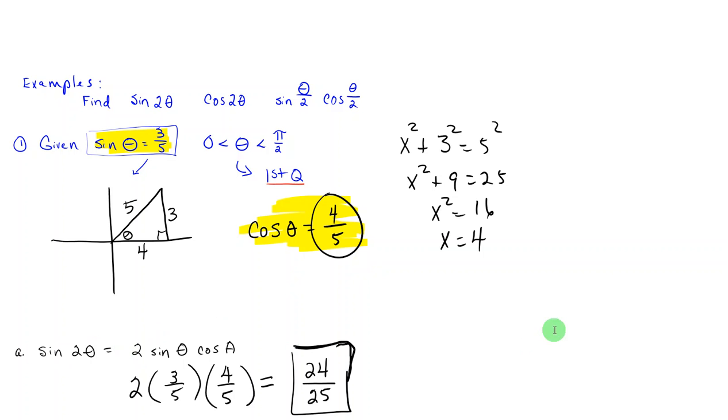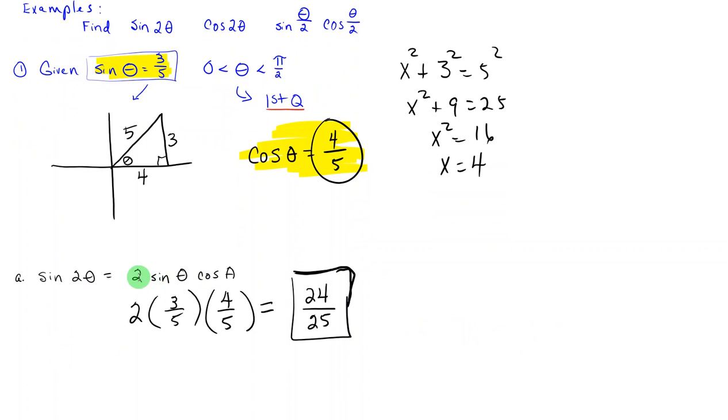So to find sine 2 theta, here's the formula: 2 sine theta cosine theta. I'm just plugging in 2 times 3/5 times 4/5. I'm going to multiply across the top and get 24. I'm going to multiply these two denominators. That's 25. There's my final answer.